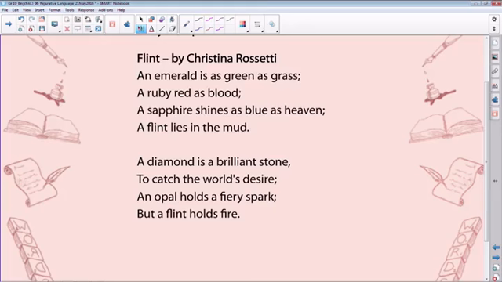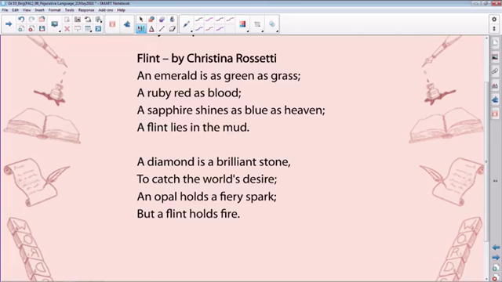She writes, "An emerald is as green as grass." An emerald is a green stone. "A ruby red as blood. A sapphire shines as blue as heaven. A flint lies in the mud." Then we move to the next stanza. "A diamond is a brilliant stone to catch the world's desire. An opal holds a fiery spark, but a flint holds fire."